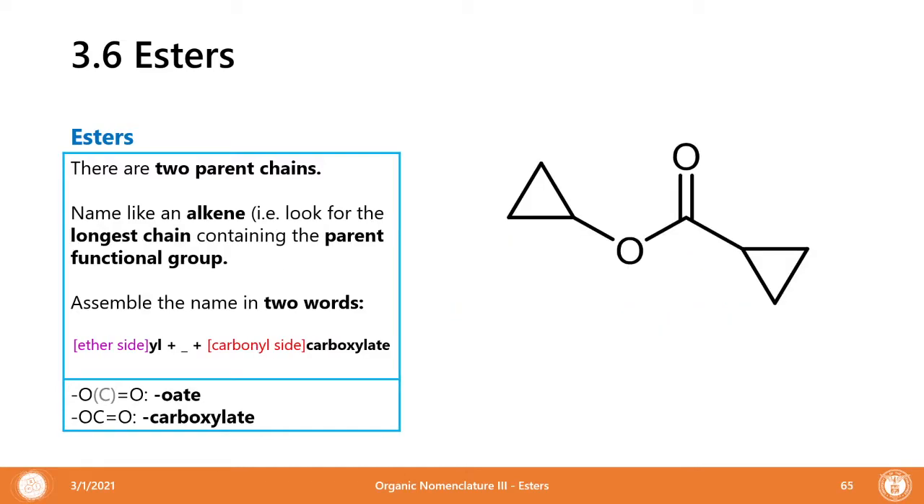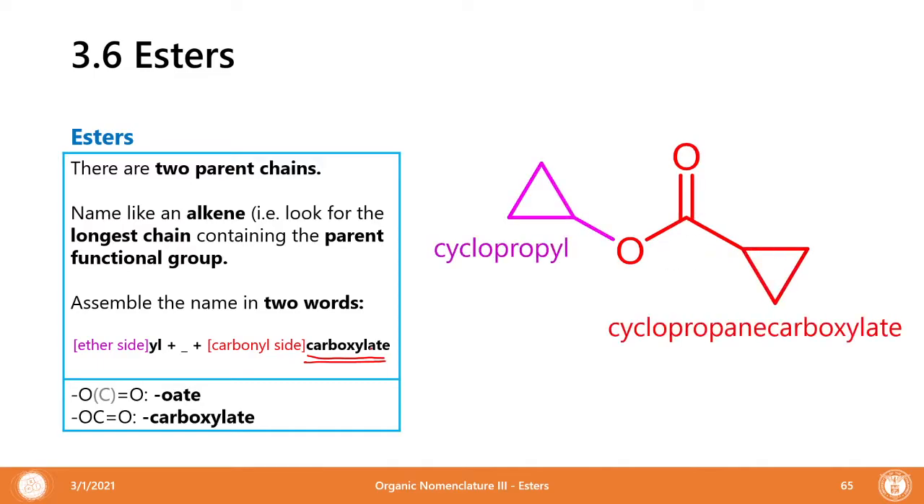We encounter the same situation for esters with cyclic parent chains, as it is a terminal functional group. In this case, we use the suffix carboxylate. That's the only thing that's changed. So here we have our ester, and attached to the carbonyl carbon, we have a cyclopropane. We get cyclopropanecarboxylate. Attached to the ether side, we have a cyclopropyl group, so we use cyclopropyl.